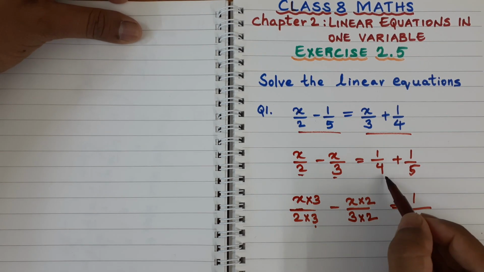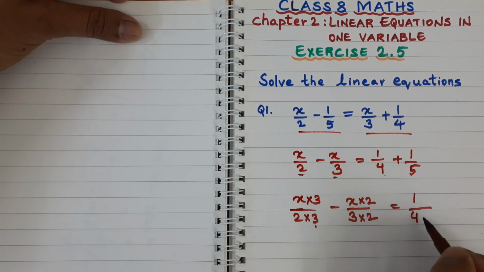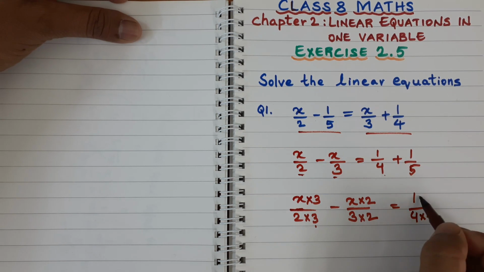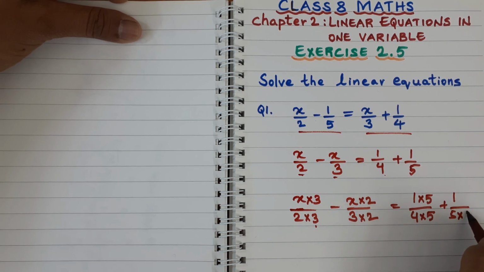1 by 4. Now here, the LCM of 4 and 5 is 20. So I should make the denominator 20. What should I multiply here? I should multiply by 5 to make it 20. The same number I should multiply to the numerator, plus 1 by 5. Then here also I should make the LCM 20. So I should multiply by 4. The same number I should multiply to the numerator.